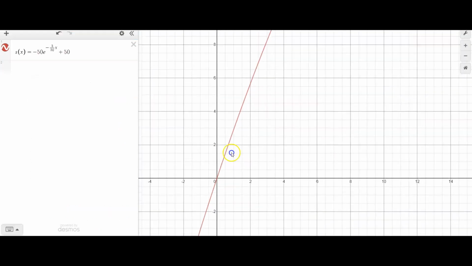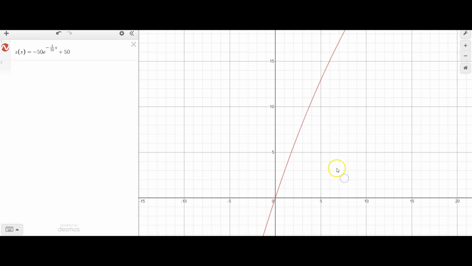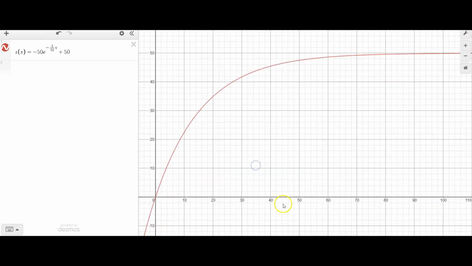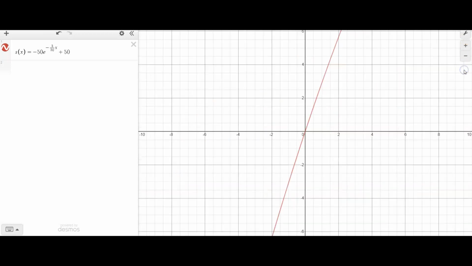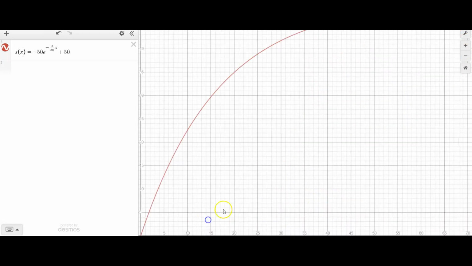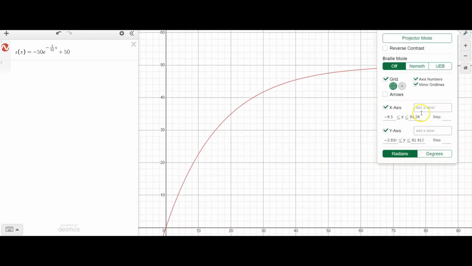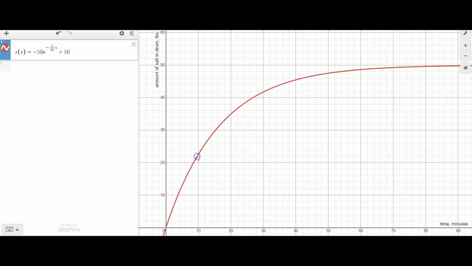All right, so here I have that function graphed. I don't like the current window, so I'm going to zoom out a bit to see what's going on. And it does actually look like over time, at first there's a rapid growth in the amount of salt. There's a rapid growth in the amount of salt. So on the x-axis we have time measured in minutes, and on the y-axis we have the amount of salt in the drum measured in pounds.